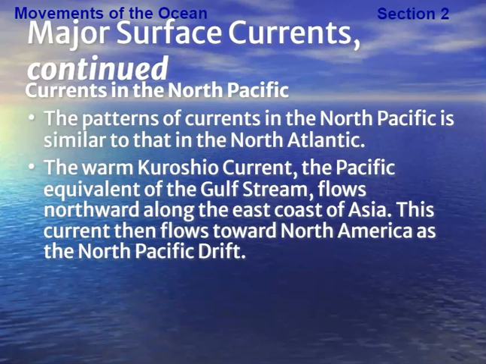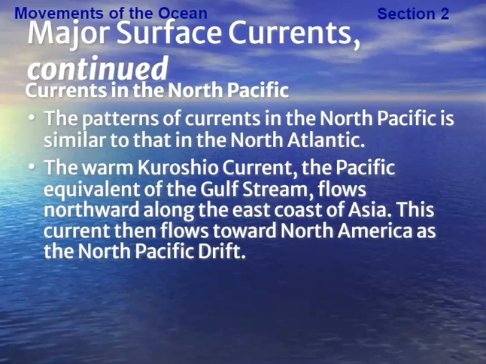We have similar patterns to this in the northern Pacific. We have the warm Coriolis current that runs up along Japan. So it's moving heated water from the equator northward along Japan. So it's the Pacific equivalent of the Gulf Stream. It flows northward along the east coast of Asia. And then it flows towards North America as the North Pacific Drift.